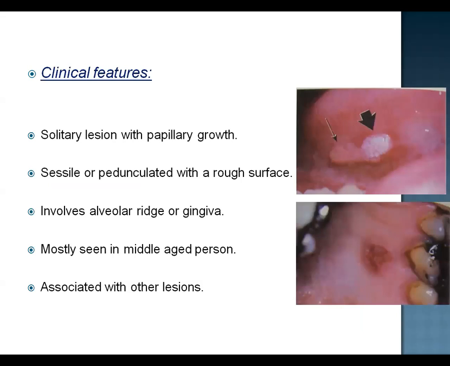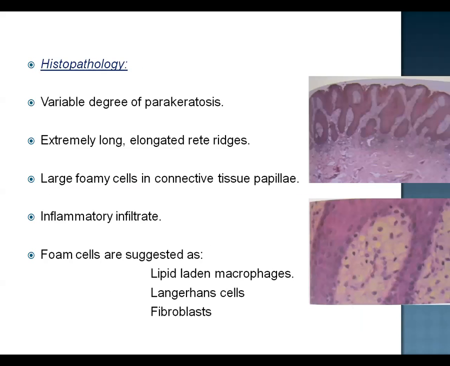Clinical features: solitary lesion with papillary growth, sessile or pedunculated with a rough surface, involves the alveolar ridge or gingiva, mostly seen in middle-aged persons, associated with other lesions. Histopathologically, variable degree of parakeratosis, extremely long, elongated rete ridges, large foamy cells in connective tissue papillae, inflammatory infiltrate. Foam cells are suggested to be lipid-laden macrophages, Langhans cells and fibroblasts.